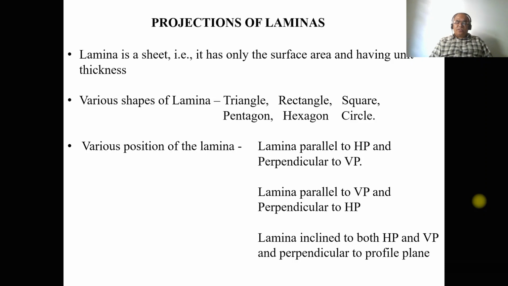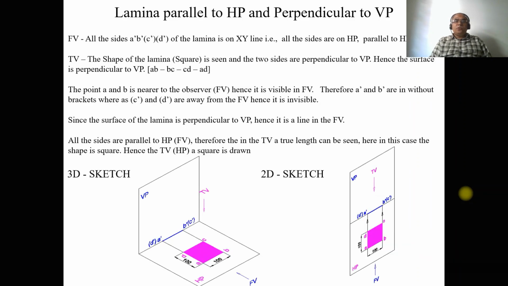So what are the various positions initially? One way is the lamina is parallel to HP. Once the lamina is parallel to HP, obviously that lamina has to be perpendicular to VP. Once the lamina is parallel to VP, obviously it should be perpendicular to HP. Then the lamina is inclined to both HP and VP. Then it is perpendicular to the profile plane. Now let us see how this is going to work.